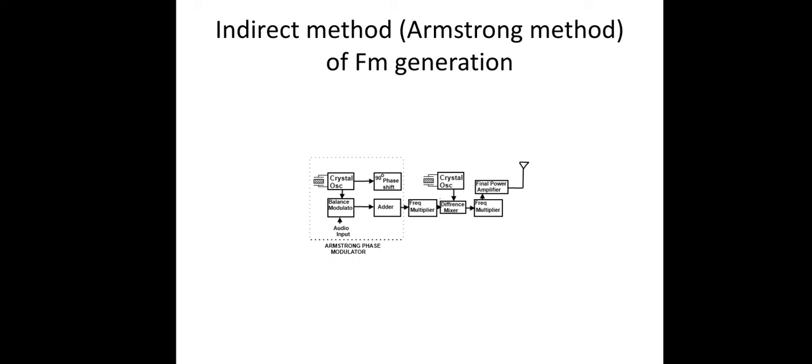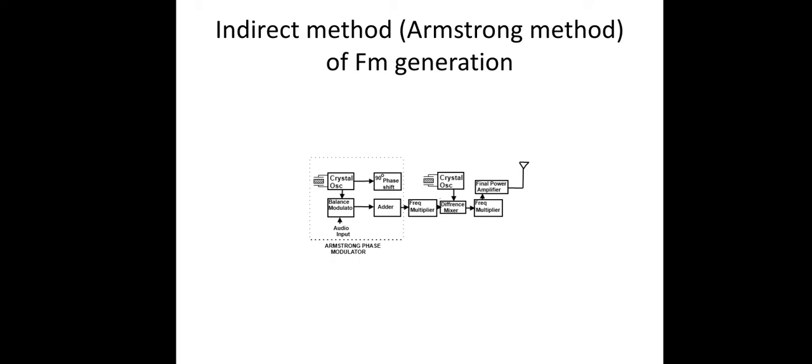In this method, FM is obtained through phase modulation and a crystal oscillator can be used. Hence, the frequency stability is very high. This method is widely used in practice. In this indirect method, the FM signal is obtained from the combination of double sideband suppressed carrier, in short DSBSC, and phase modulation. The carrier source is a crystal oscillator.